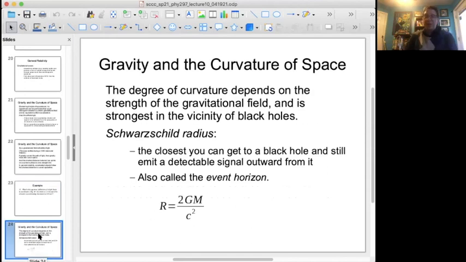So the degree of curvature depends on the strength of the gravitational field and is strongest in the vicinity of black holes. So we can define a term called the Schwarzschild radius, or the event horizon, which is the closest distance that an electromagnetic wave can be to a black hole and still escape its gravity. And so that distance is equal to 2 times the universal gravitational constant, capital G, times the mass located inside the Schwarzschild radius, divided by c squared.